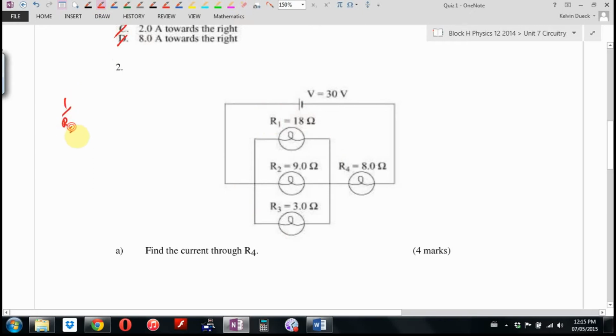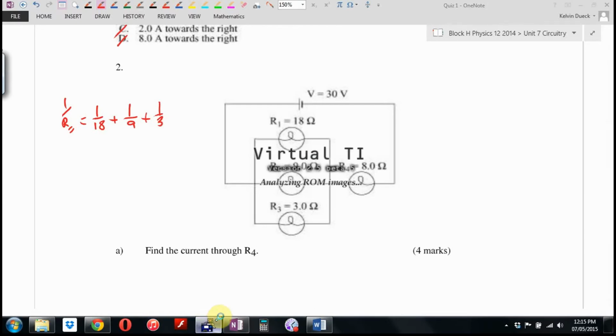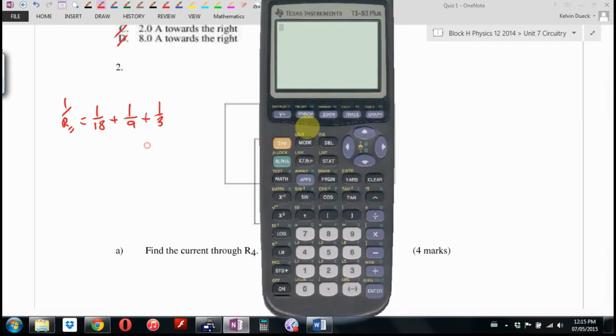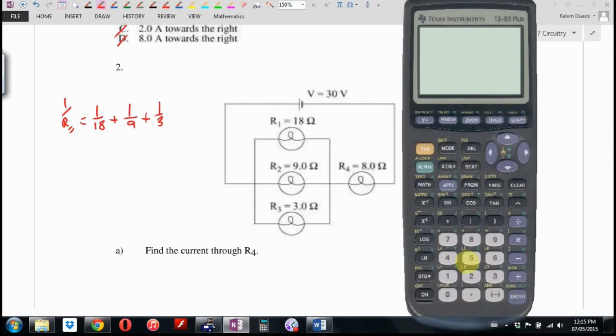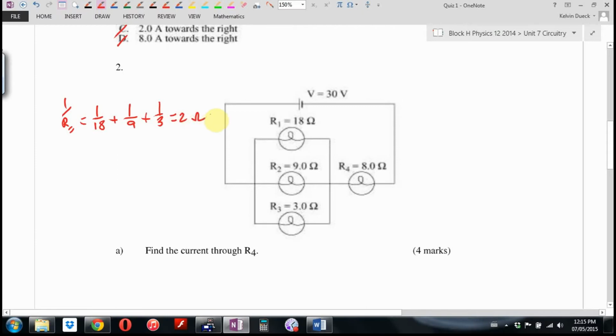1 over R parallel equals 1 over 18 plus 1 over 9 plus 1 over 3. And this is why I said you have to use this, because this works for 3 resistors as opposed to the one you were showing me, Olivia, that only worked for 2 resistors. And I'm lazy. I just use my calculator. If I was old school, I'd make you find common denominators. I did that when I was in high school. We have new technology. 18 reciprocal plus 9 reciprocal plus 3 reciprocal. Oh, what's the reciprocal of a half? 2. This whole thing is a 2 ohm resistor.